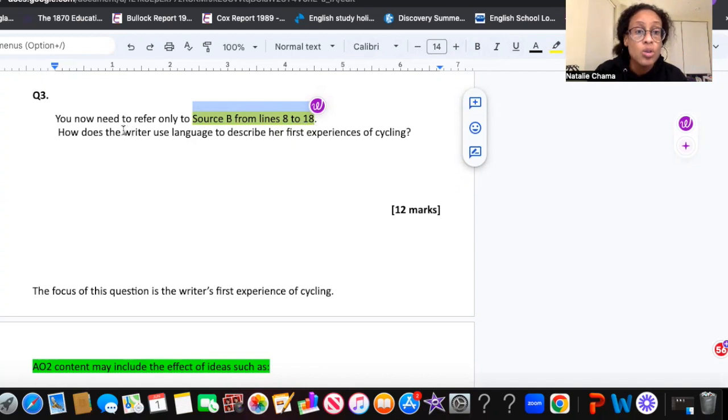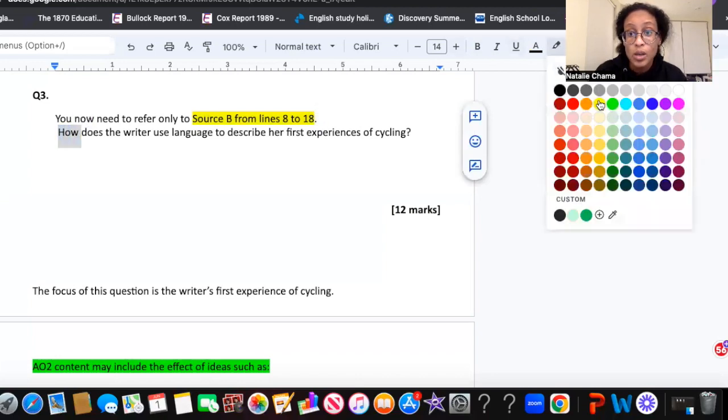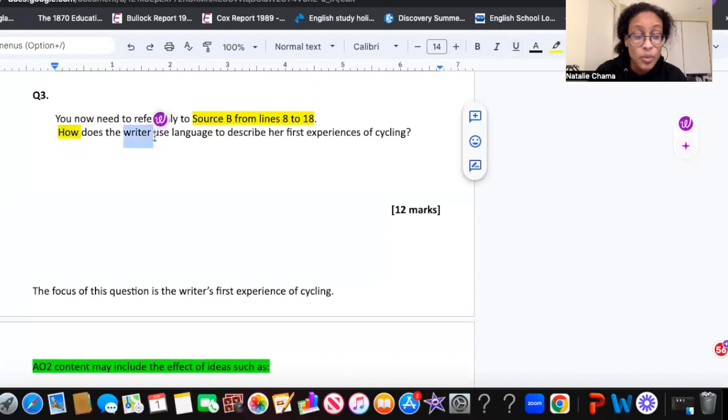And then you have to obviously highlight, how does the writer, so you can highlight the word how and writer, because obviously you have to mention the writer in your answer, okay? And obviously you're looking at language, okay? So do not get confused with this question when it comes to English language paper 1, question 3, because it's totally different. You are not looking at language for question 3 for English language paper 1, you're looking at structure. So it's really important that you differentiate between the two.